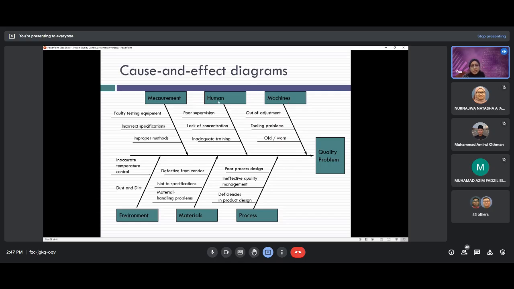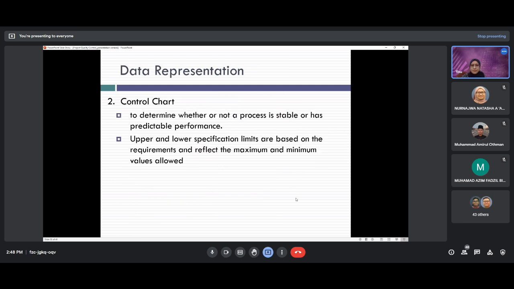Or maybe it is due to human error, because of poor supervision, lack of concentration of the project team, or maybe your supervisor has inadequate training at site. Maybe because of this, the defect occurs at the construction, and you can identify which one is the root cause of the problem, and you can solve the problem. So these are good data representations of the analysis of the data that you gathered and analyzed. This is the cause and effect diagram.